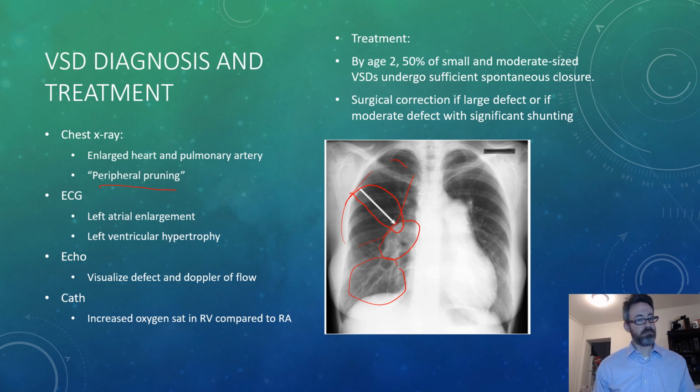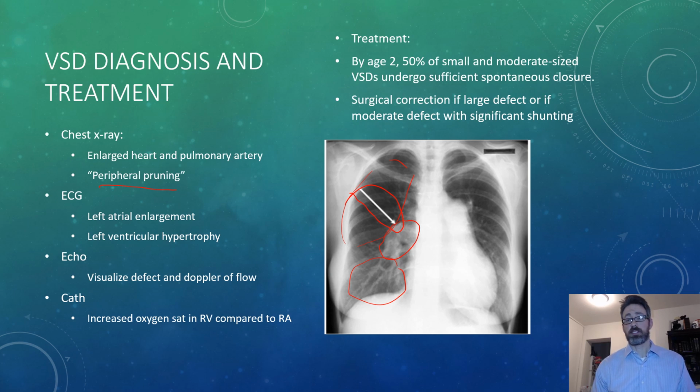On ECG, it's nondescript really. Left atrial enlargement, left ventricular hypertrophy might be seen. The echo, again, is going to be really a gold standard here. You can visualize the defect, measure the size of it, Doppler flow, and so on. Catheterization, as I mentioned before, you can see a step up in the oxygenation, and this time it would be occurring in the right ventricle. So the superior vena cava and right atrium would look sort of normally deoxygenated, and then suddenly you'd see an increase in oxygenation in the right ventricle.